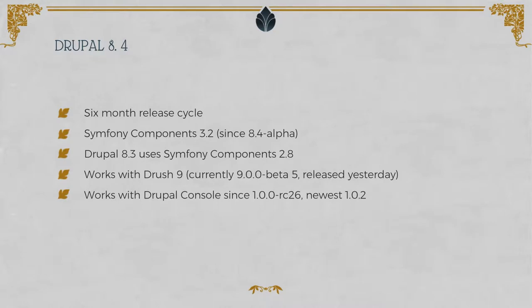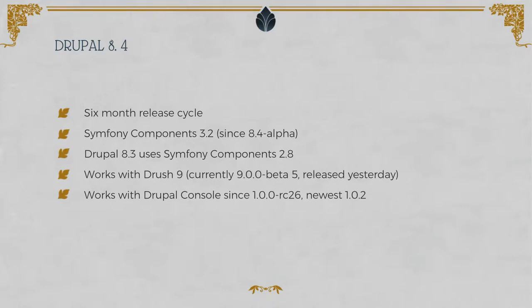So for starters, every dot release is called a minor release. It's done on a 6-month cycle, so we hit another 6-month release cycle, which is good. This is something that has been done consistently for Drupal 8. It also means that it's using Symfony components 3.2, and that has been happening since 8.4 alpha.